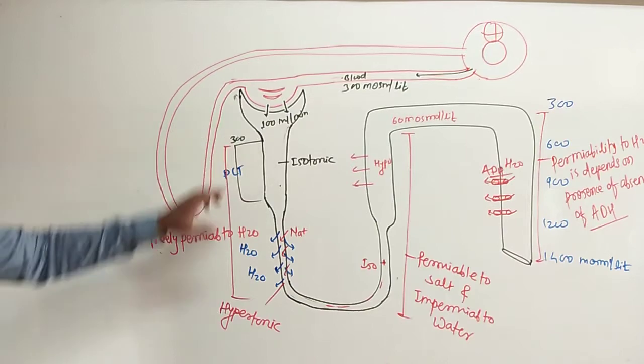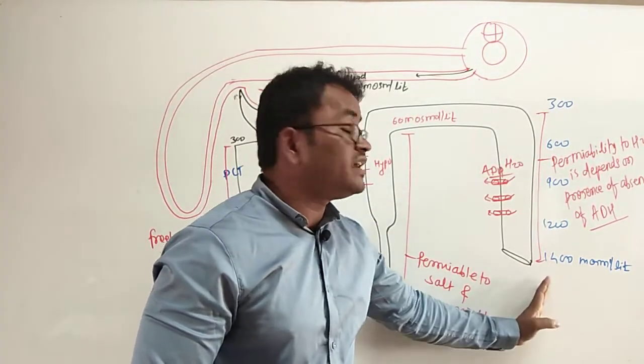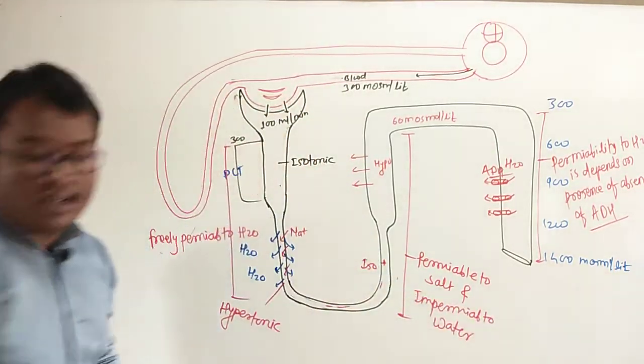Okay, so this part is water permeable under any physiological condition, this is water impermeable, and whether this part is water permeable or impermeable is decided by the presence or absence of the ADH.